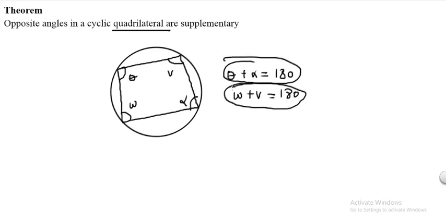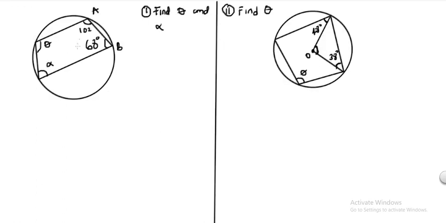Now let's look at examples for you to understand this better. The first example here, we're told to find alpha and theta. So let's first find theta. So I'll say for theta here, if you notice, theta is in a quadrilateral. So we have a four-sided shape here. Now how do we get theta?